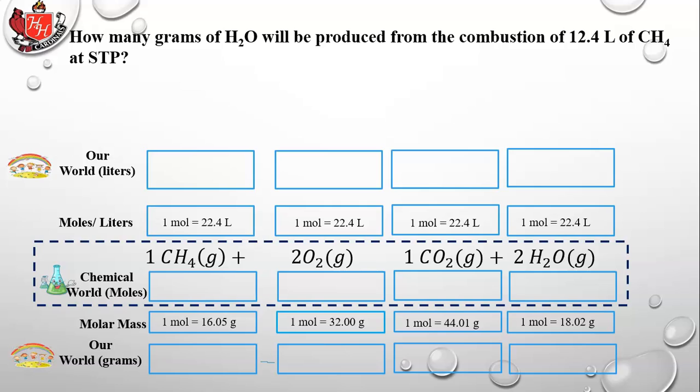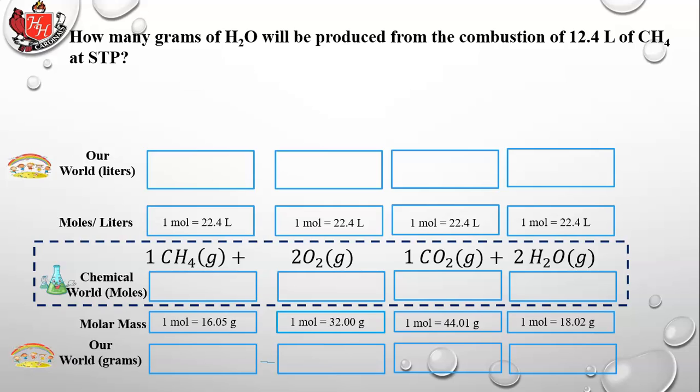Okay, so let's do a problem here. How many grams of H2O gas, it could be liquid, but we're going to deal with gas here, will be produced from the combustion of 12.4 liters of CH4 at STP? So you see up on the top you have liters, and you've measured some number of liters. You can fill in those blank boxes.